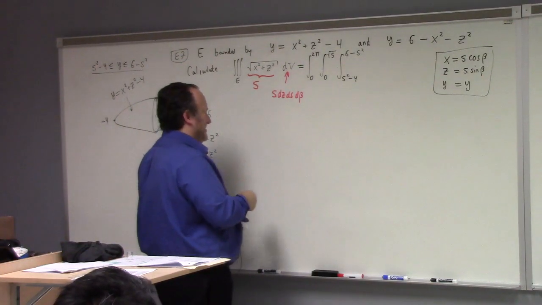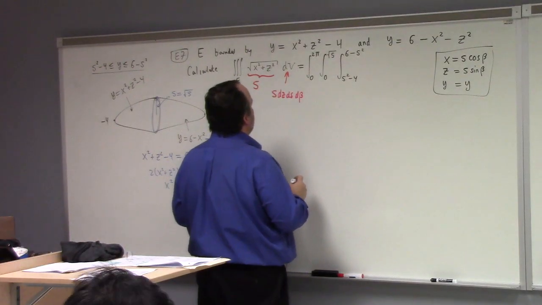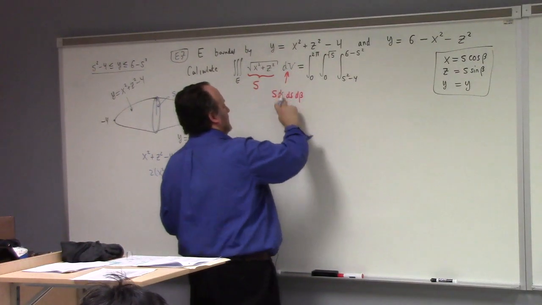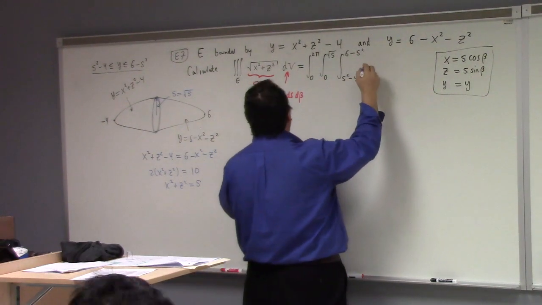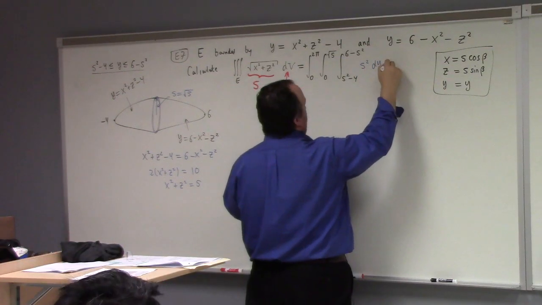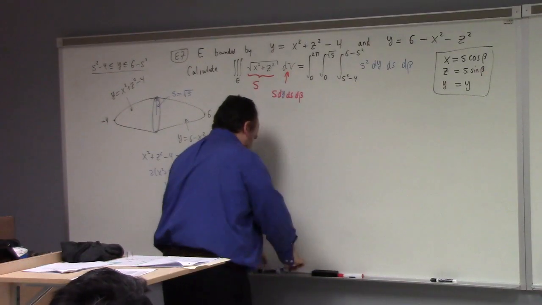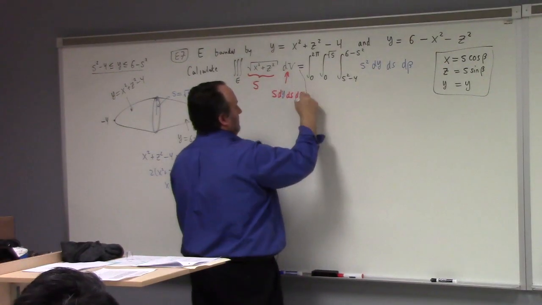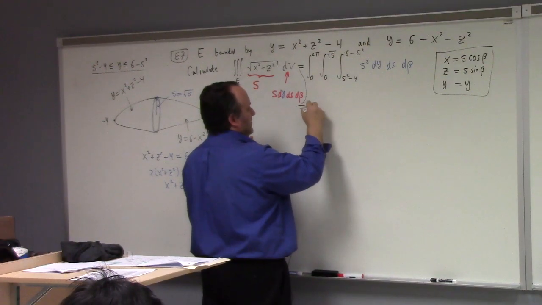Oh, yes, thank you. Oh, yeah, duh. Okay, so I've got s squared dy ds d beta. So the beta, just let's get the beta done with. That's a 2 pi, right?